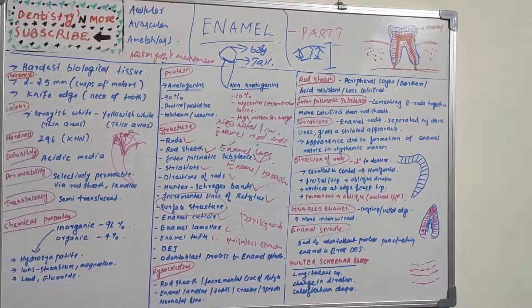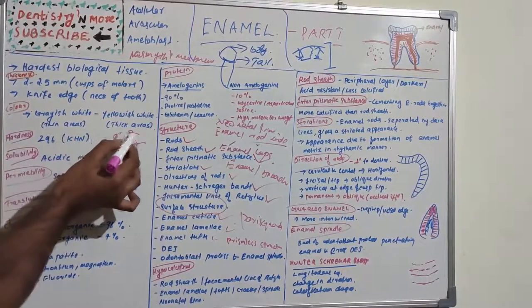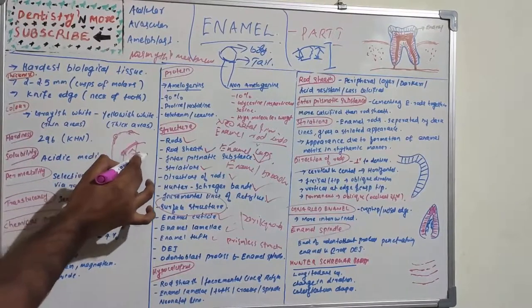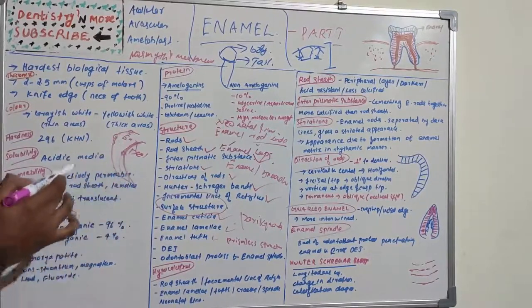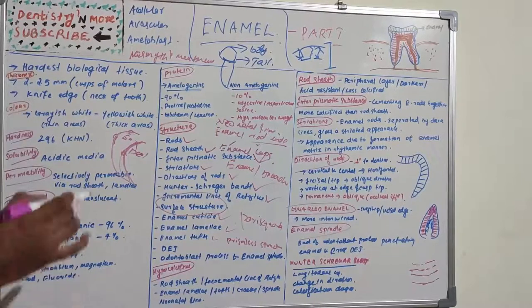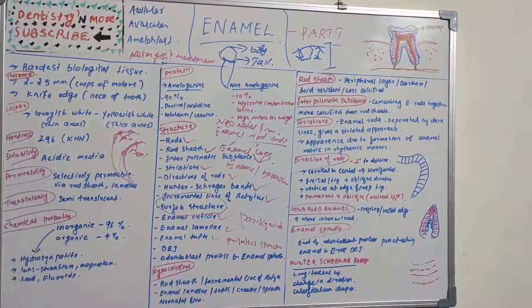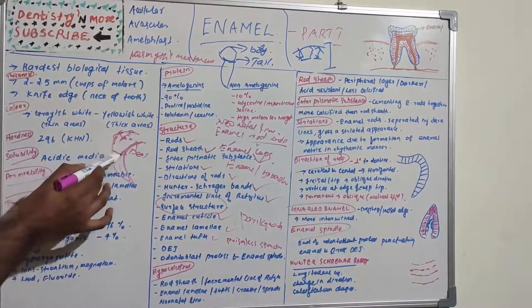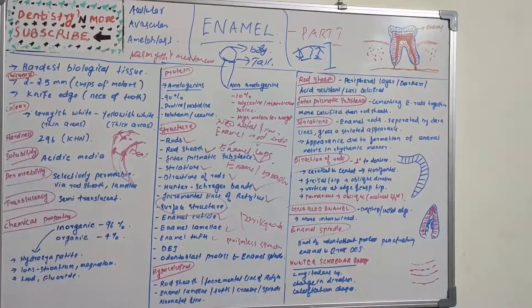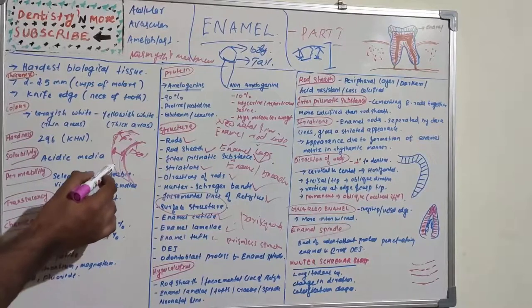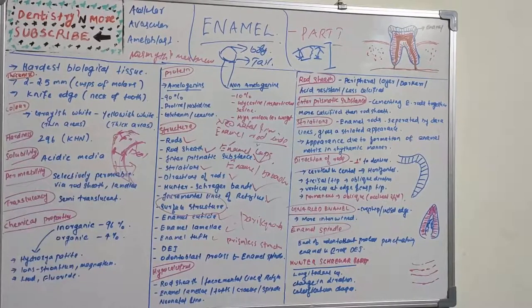Basically, it has three types: type A, type B, and type C. This is enamel, and this is dentin, so this is the dentinoenamel junction. Type A is restricted to enamel, starting from the outer enamel surface. Type B may reach up to dentin, and is mostly degenerating cells. Type C contains organic material, and it may cross the dentinoenamel junction.